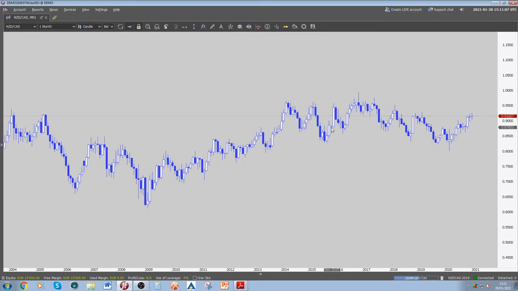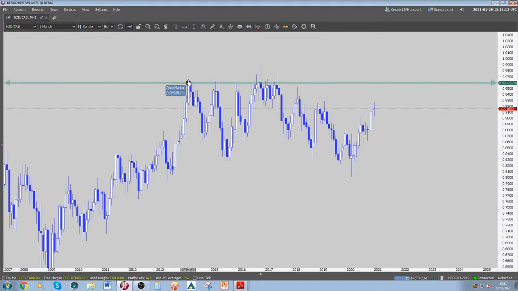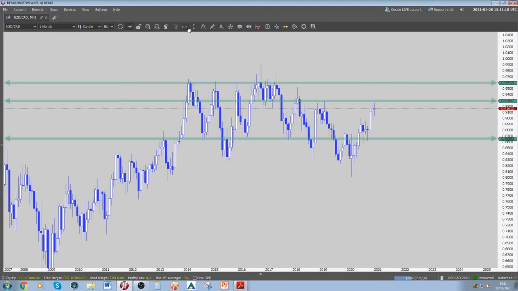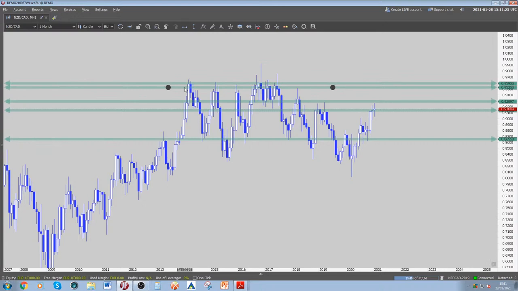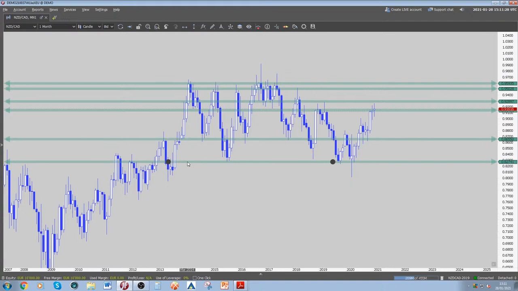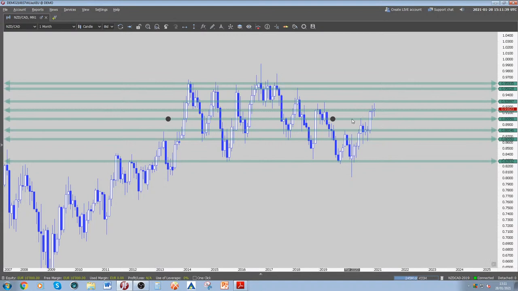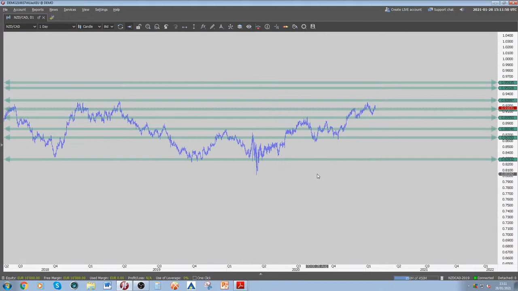Monthly, just briefly, right? So this would be one, and I believe we are one more here, and one more here, right? One more here. Okay, so let's go on the daily chart, everybody. Let's go on the daily chart.